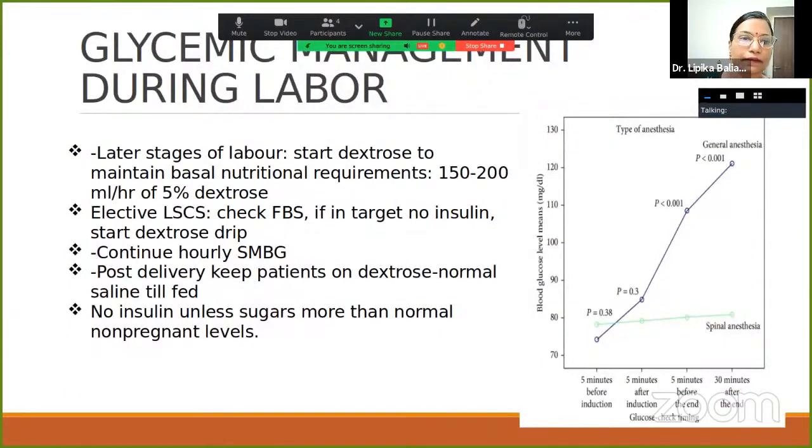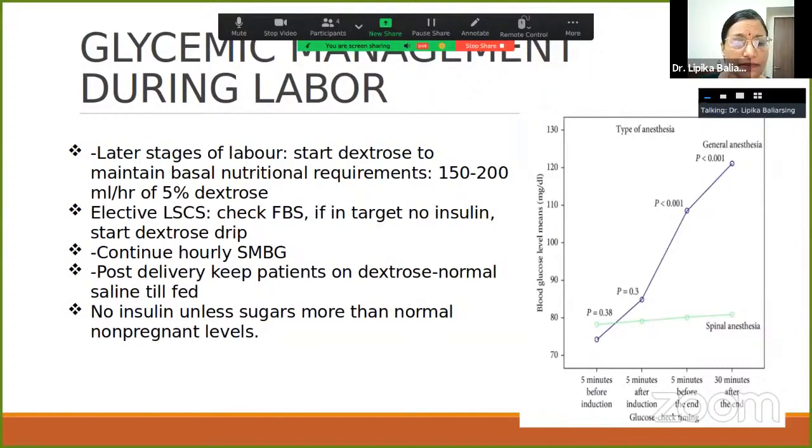So, glycemic management during labor. If the patient is undergoing labor analgesia and is scheduled for section or being observed for being taken off for cesarean section, then towards the late stage of labor we can start dextrose to maintain the basal nutritional requirement, that is 150 to 200 ml per hour of 5% dextrose.